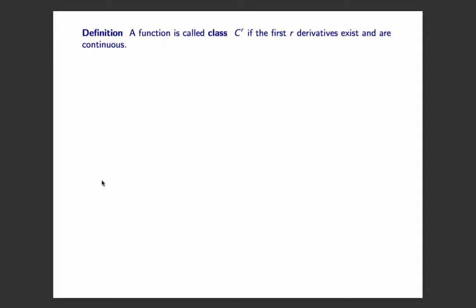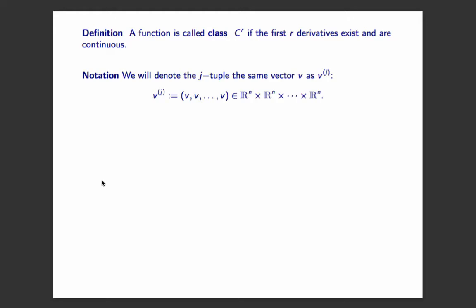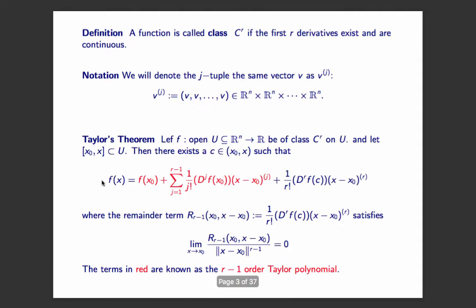So a few definitions so that we're all talking the same language. We say that a function is called class C^r if the first r derivatives exist and are continuous. By way of notation, we'll use v^(j) to refer to the j-tuple of the same vector v.